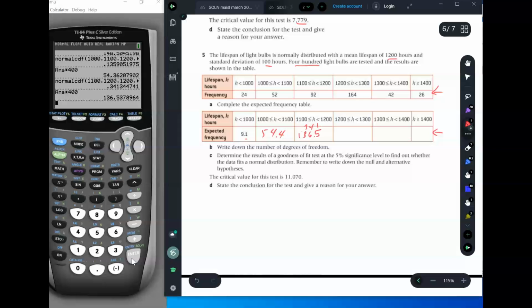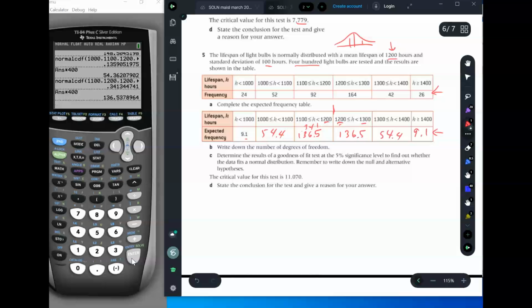Okay, and by the way, did you notice that the mean value is 1,200 and that 1,200 is the right side of this interval and the left side of this interval, which means that we are dividing the normal distribution exactly in half, right? And if we do that, that means that all these are reflected. So this interval, if you put 1,200 and 1,300 into norm CDF, you would also get 136.5. This one you would also get 54.4 because it's reflected also. And the last one you would get 9.1.